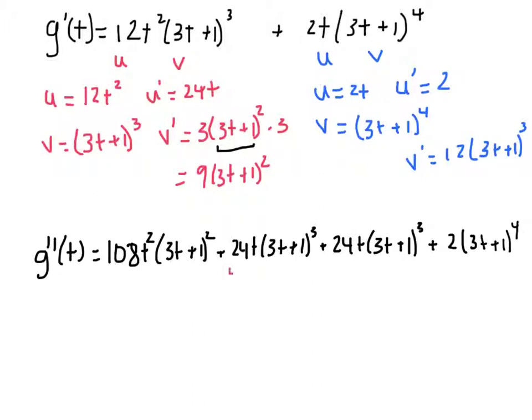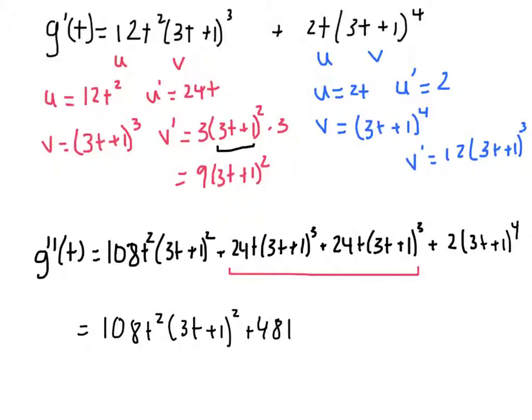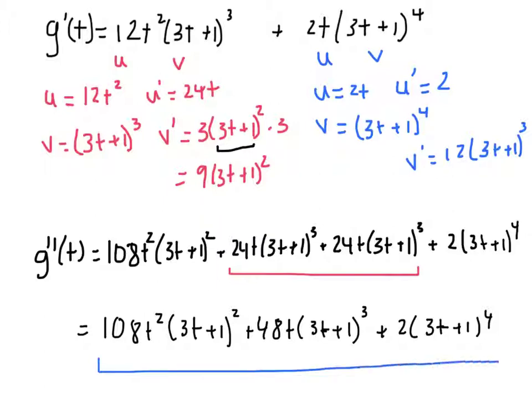We're almost done. I don't know if you noticed or not, but we have two like terms here in the middle. So we can simplify slightly to 108 t squared times 3t plus 1 squared plus 48t times 3t plus 1 cubed plus 2 times 3t plus 1 to the fourth. And this ought to do it for our second derivative.